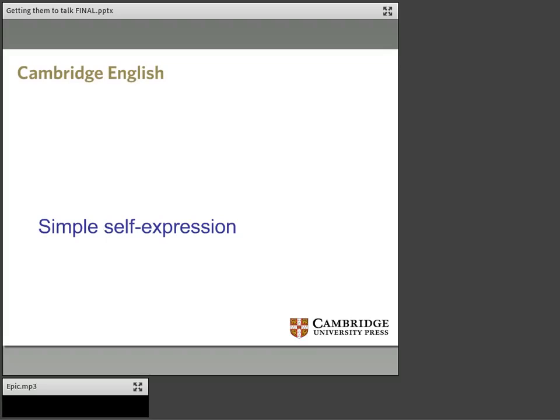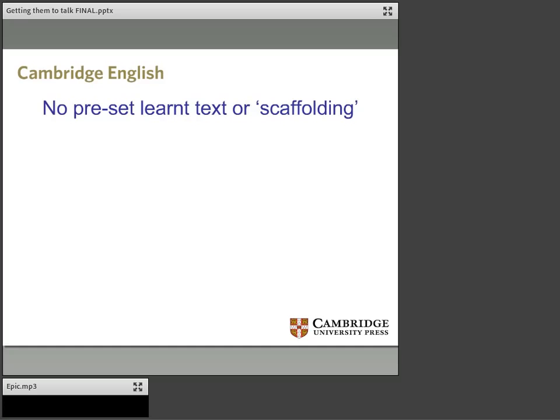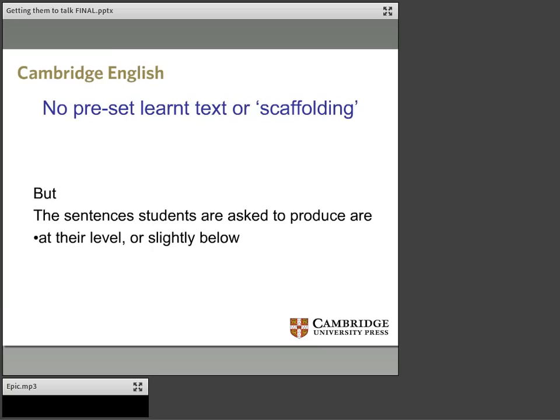The last set of activities I want to look at here is activities based on simple self-expression without scaffolding, allowing them to express themselves, but with a cue and with this success orientation and game-like activities which will make it easy for them to do. So there's no preset learnt text or very much scaffolding. There might be a little, but the sentences students are asked to produce are easy at their level or slightly below. In oral fluency, incidentally, in principle, we're looking at language which is i-1, not i+1.